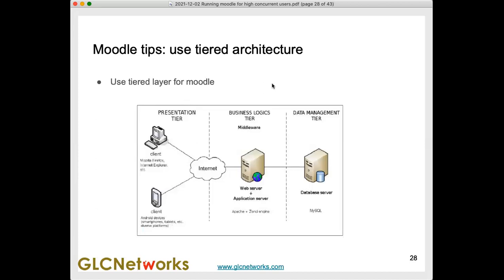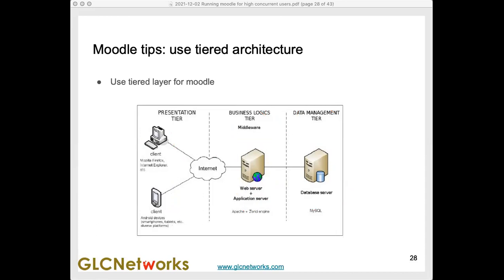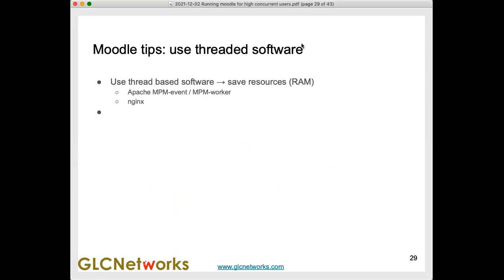Yeah, Moodle uses a tiered architecture. So this is a client, and then you access the server, and then you separate the business logic and the data. Here we have a server that contains the web server and application server. That one is used for processing only, but the data is on a different machine. You can use a virtual machine, or you can use a dedicated machine. And then we found that it is really helpful for reducing the load. Also use threaded software because it can save lots of RAM.